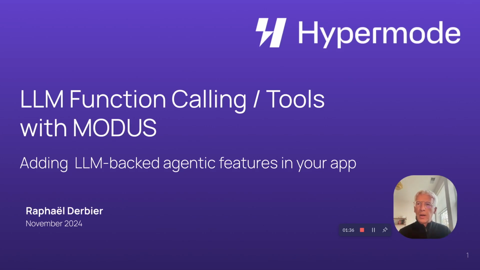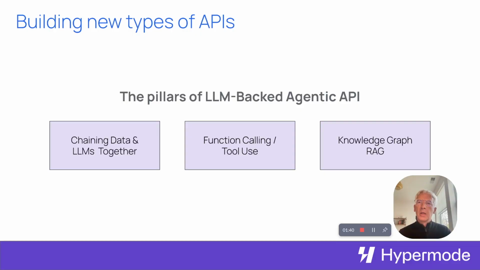So today we'll talk about LLM function calling in Modus and see how to implement this. Modus is basically designed to build new types of APIs, mixing data, models, and Gen AI. One type of API you may want to build is called LLM-backed agentic. It's basically where you mix logic that you code and some part of the logic that is given to a Gen AI model.